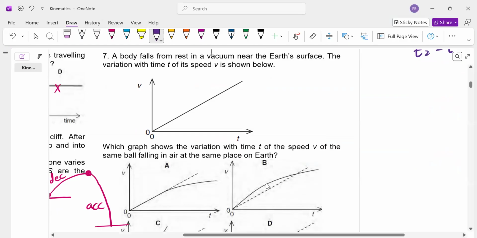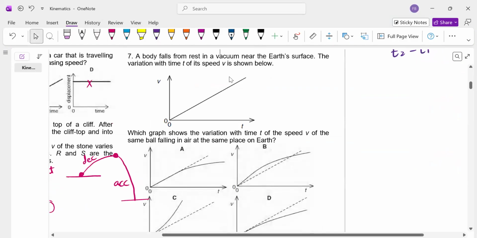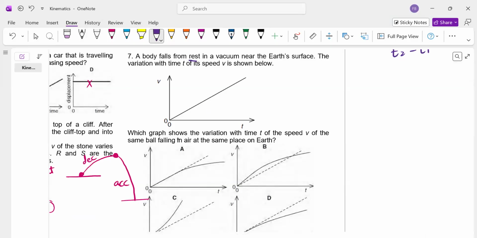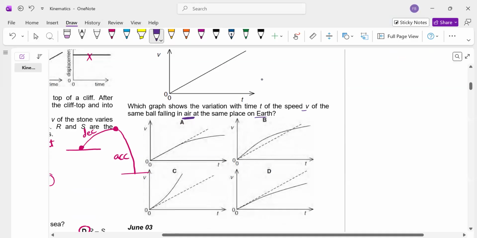Now they're saying you have a body that falls from rest. Initially it was at rest in a vacuum near the Earth's surface. The variation of speed with time they have shown you. Which graph shows the variation with time of the speed of the same ball falling in air? Now it is in the air at the same place on the Earth. Initially it was in vacuum at rest. Now they have taken that ball into the air, that body into the air.